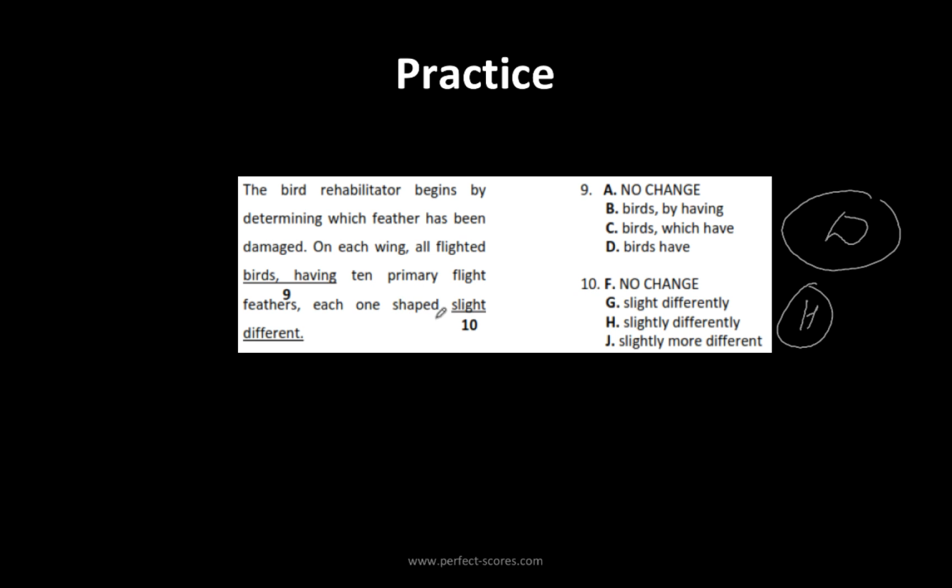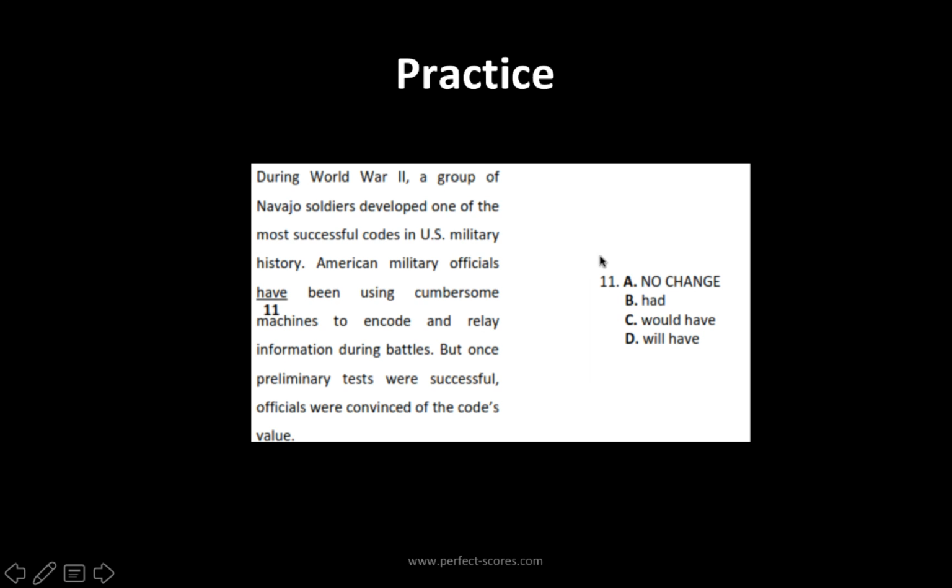Now "each one shaped slightly differently" is more like a concluding phrase. It's more like a modifier. So if you remove it, the actual sentence says that all flighted birds have 10 primary flight feathers. So you don't need any punctuation, you don't need any commas between birds and have, and D option is the right answer.